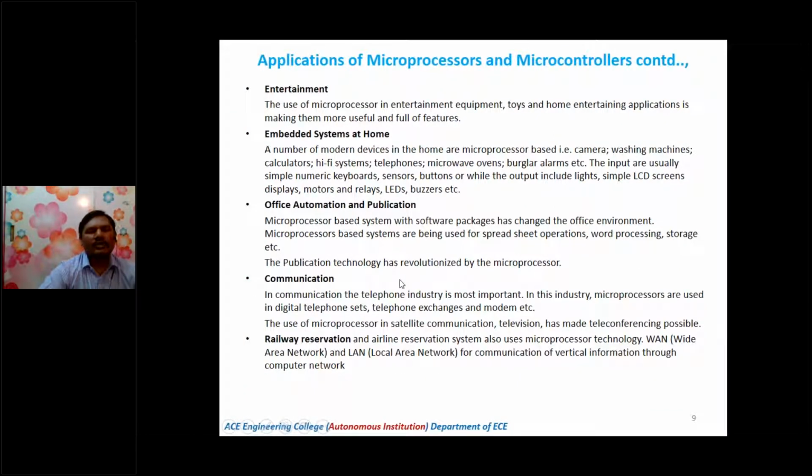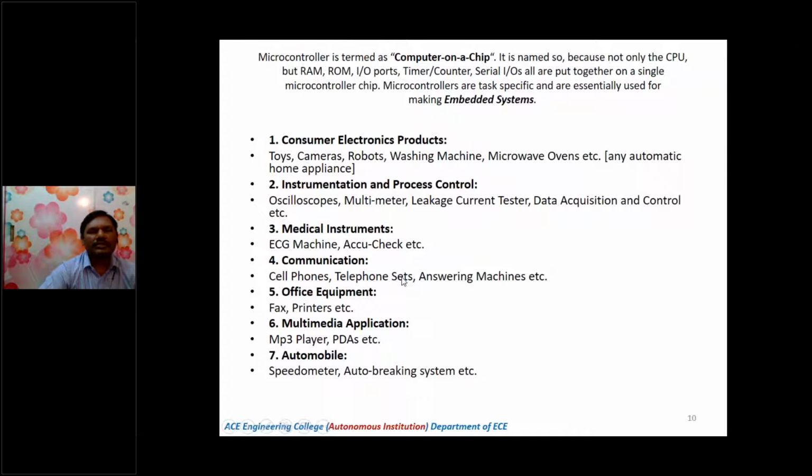and microcontrollers are also used in the same different applications. Suppose you take medical applications, they are used in ECG machines, IQ check, sugar level testers, and so on. In communications, they are used in cell phones, telephone sets, answering machines, automatic answering session machines, and so on.